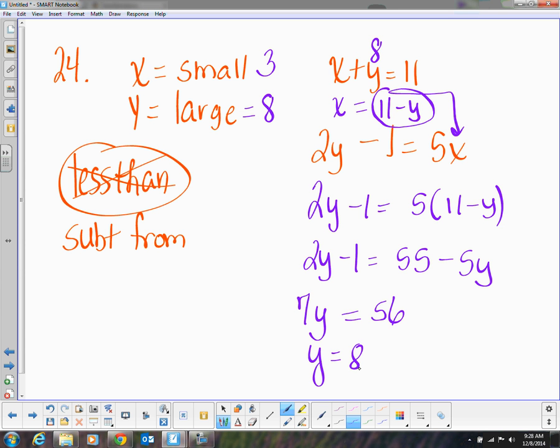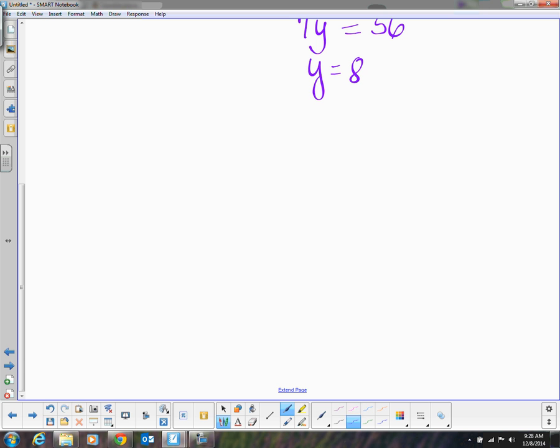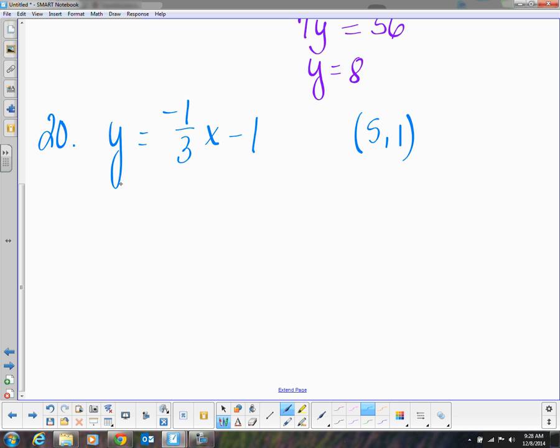Any others? 20. Write the equation of a line that is perpendicular. What I like about 20 is the fact that they already gave me this equation in this form. That means I have less work. All right, what is this slope? Negative 1/3. They're asking for the perpendicular slope. What's the perpendicular slope? 3.